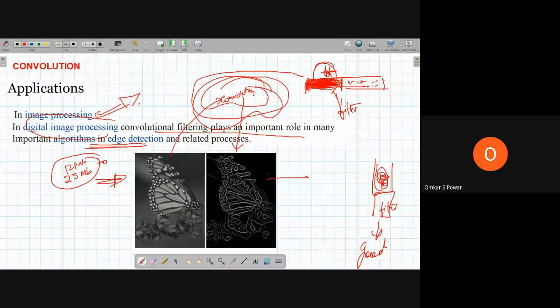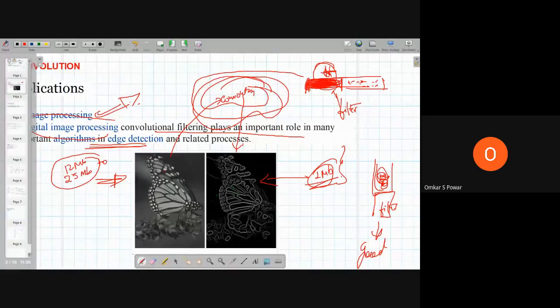This can be reduced using convolution, only the edges, maybe to 1 MB or less than that. Okay, so in the computer you can easily process that for your particular application. Okay, so this is the first application.